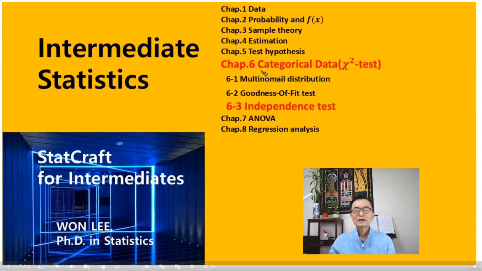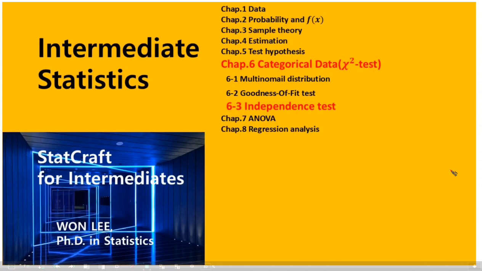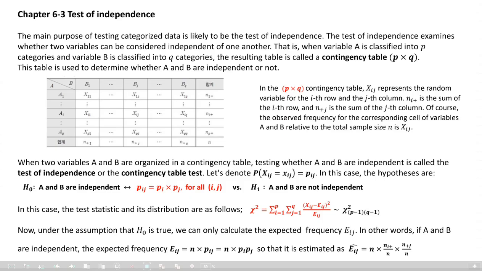When you have categorical data, there are three kinds of tests available. One is the goodness of fit test, the second is the independence test, and third is the homogeneity test, coming up next. Okay, let's see the independence test. It is a very useful tool to check whether two variables are independent or not. The main purpose of testing categorical data is likely to be the test of independence.